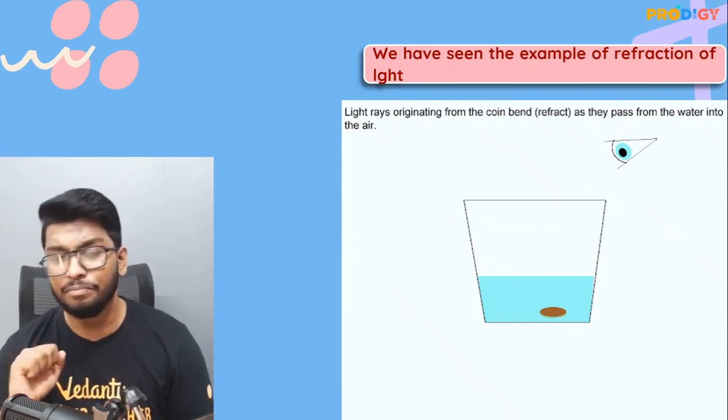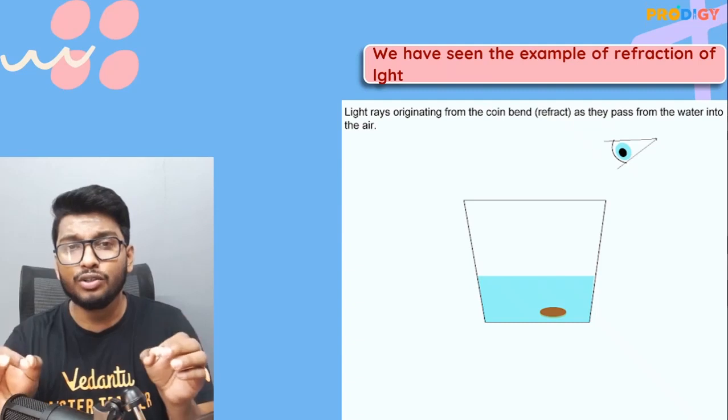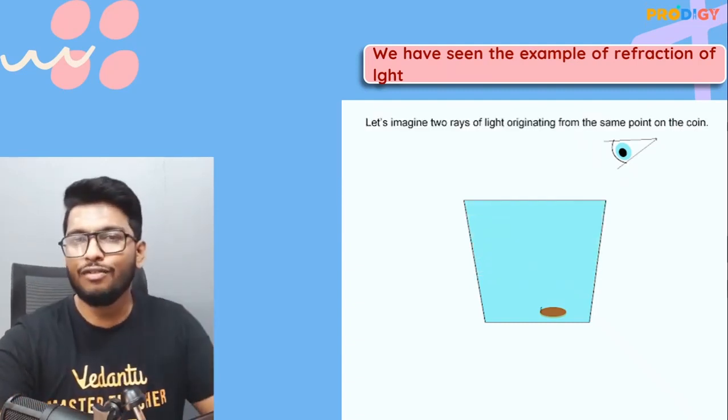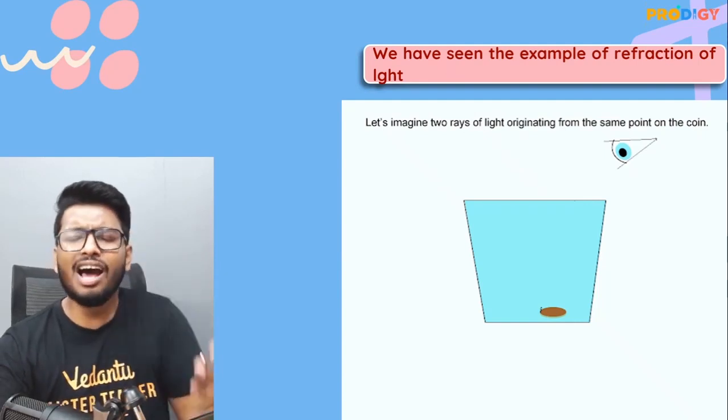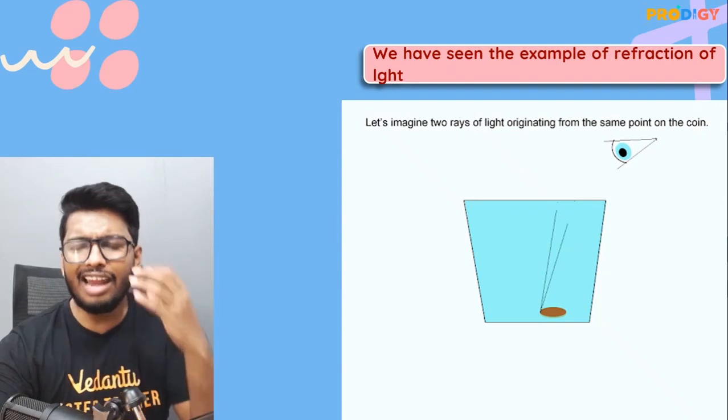Here's what happens. When you pour water into it, light undergoes a process known as refraction. You already know what refraction is: the bending of a ray of light. Because light is entering from water to air, it undergoes refraction and it falls into your eyes.